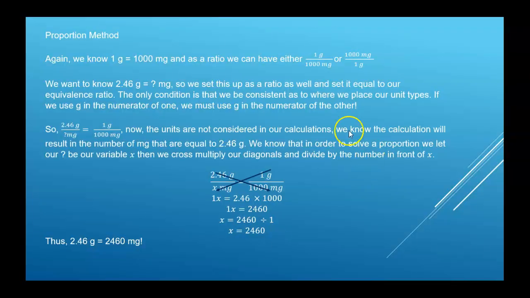And here's another example here. 2.46 grams is how many milligrams. So you set up your proportion, multiply 2.46 times 1,000, 1 times x. Then to find out what x is, you divide by the number in front of x. So we would divide both sides by 1, and we get x equals 2,460. So 2.46 grams is 2,460 milligrams.